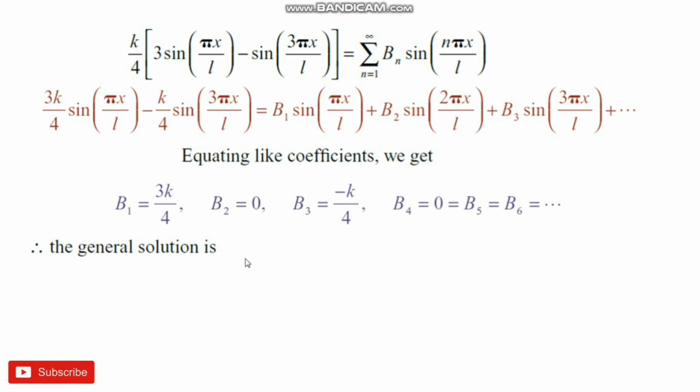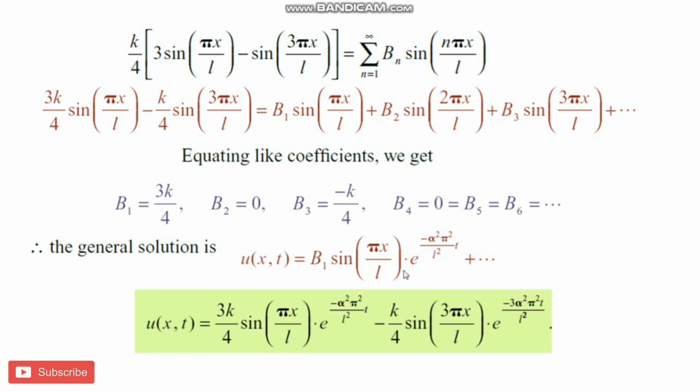Therefore, the general solution is u(x,t) equals B1 sin(πx/L) e^(-α²π²t/L²) plus and so on. We just have two non-zero terms, B1 and B3, and the rest of the coefficients are 0 valued. So we have obtained the temperature distribution of the uniform bar with the two non-zero terms, the first term with B1, the second term with B3, where B1 is 3k by 4 and B3 is negative k by 4.